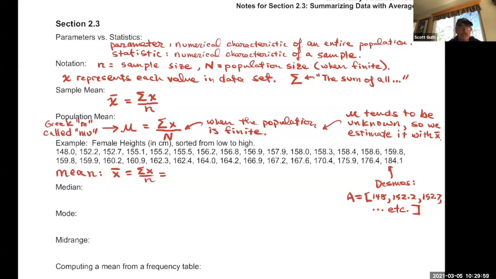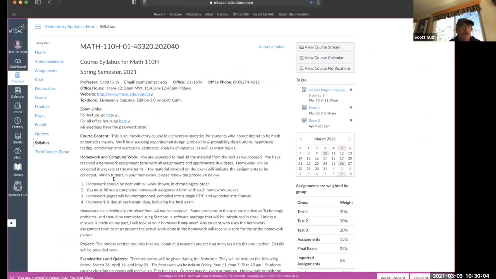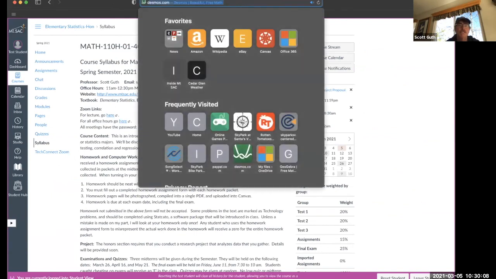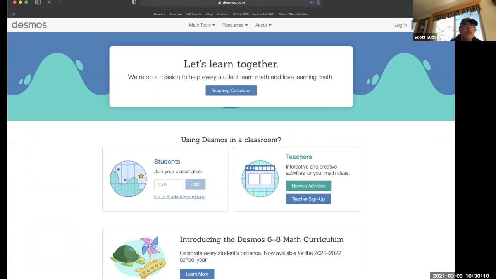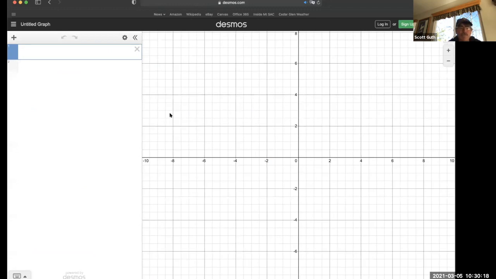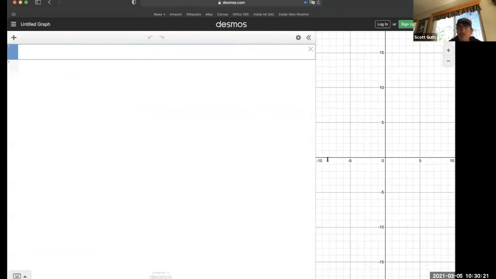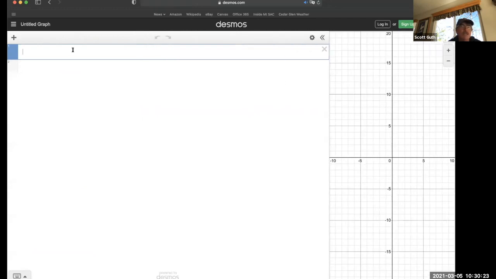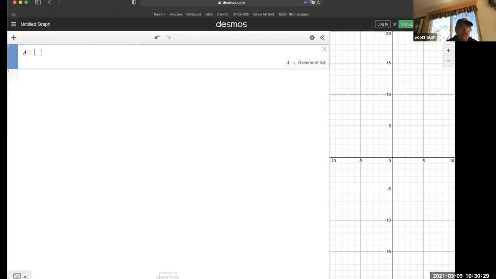Okay, so let me go ahead and share my browser and go over to Desmos. Okay, graphing calculator. And so I'm going to make this really wide. We're not going to do any graphs, so I'm going to make the graph real small here. And just say A equals, and then start typing.